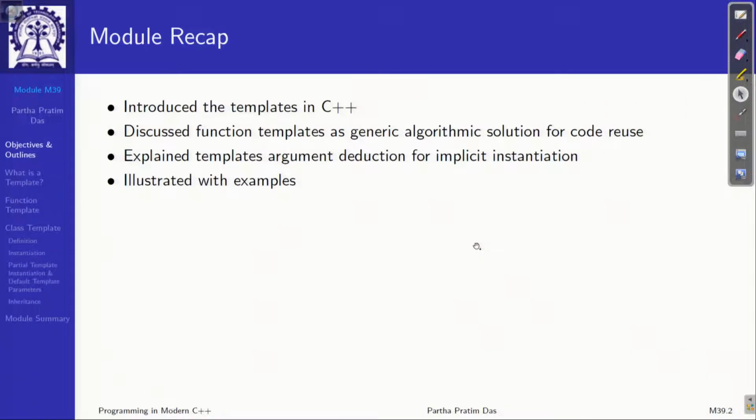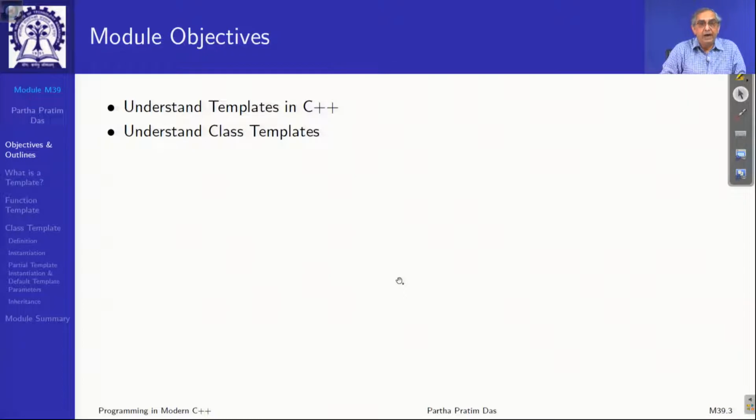In the last module, we introduced templates in C++, which are the backbone of generic programming, meta programming or generative programming, and discussed function templates as general algorithmic solutions for code reuse. Explained templates with deduction for implicit instantiation, illustrated with examples. We will continue with that and understand what a class template is.